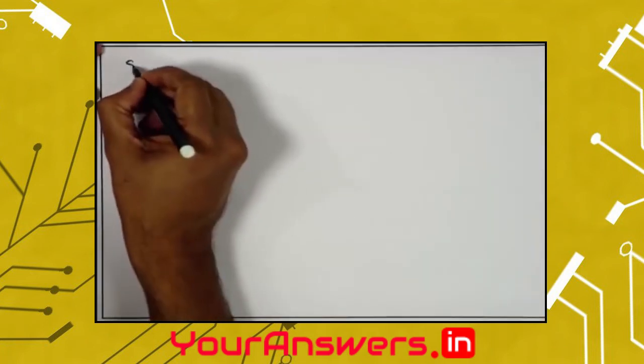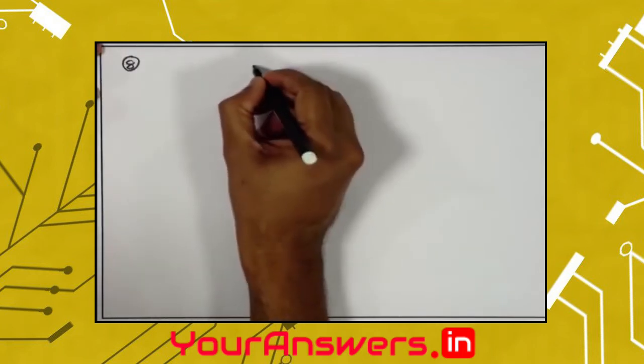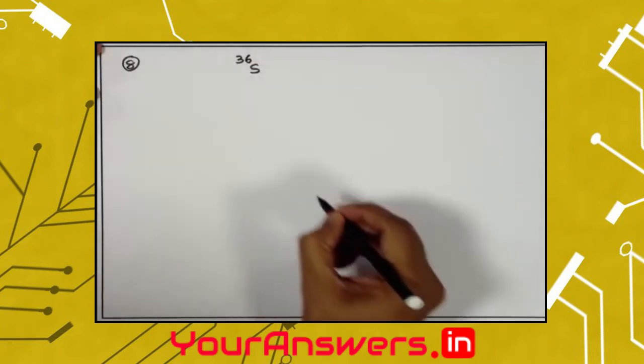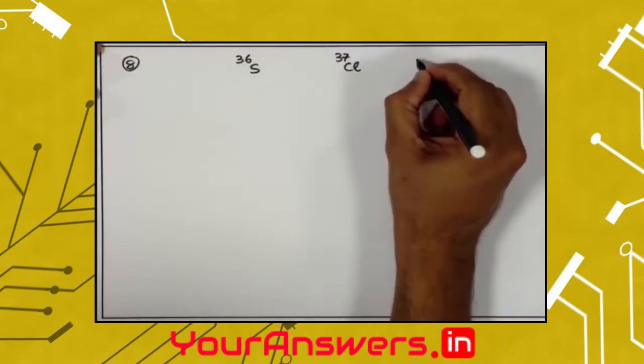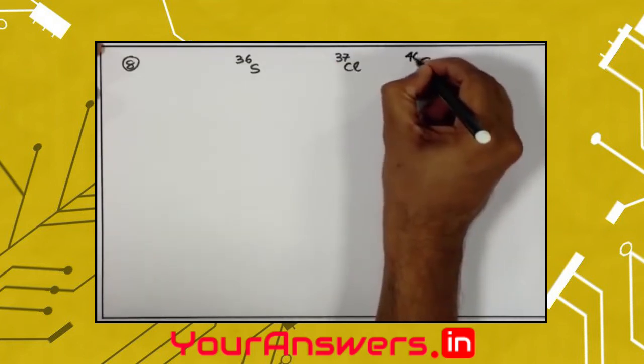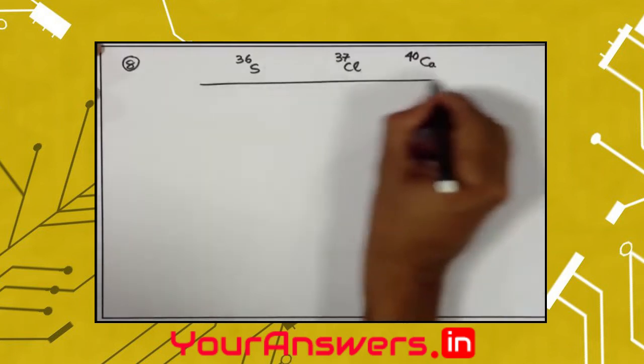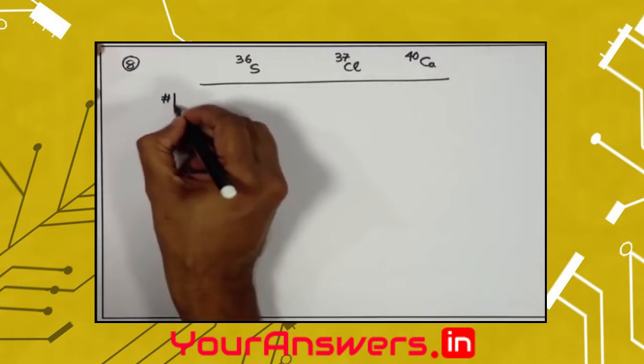We will take one more example, and that will be our last example. Let us consider these three species: sulfur 36, chlorine 37, calcium 40. Let us find out the number of protons.